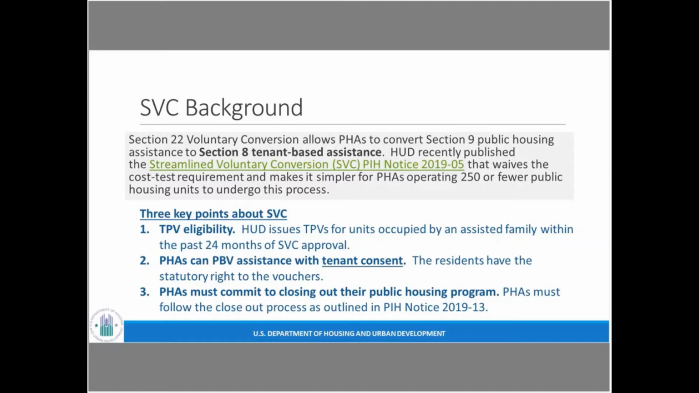You can transfer them in accordance with the closeout notice, PIH 2019-13, but the key takeaway for you is: if I'm doing Streamlined Voluntary Conversion, it means I'm getting out of the public housing business. Next slide.